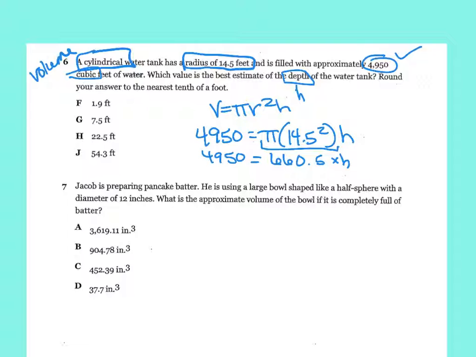So my last step, if this is multiplication and I'm looking for this height, I have to do the opposite, which would be to divide. So one-step equation. So 4,950 divided by 660.5, and it's 7.49, so 7.5.